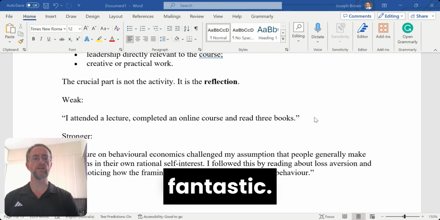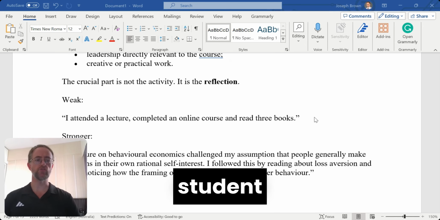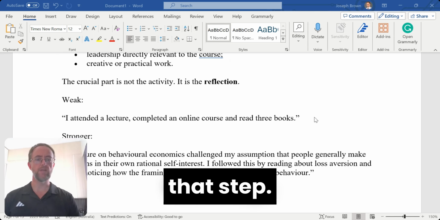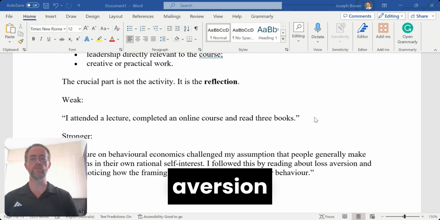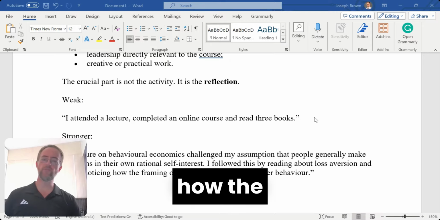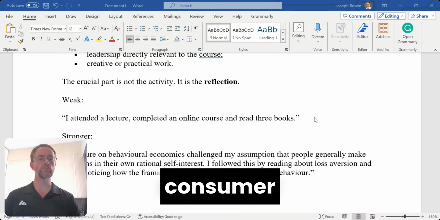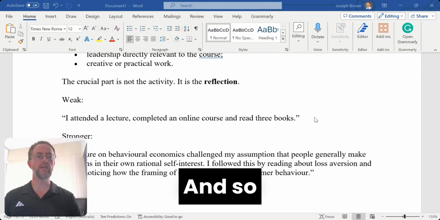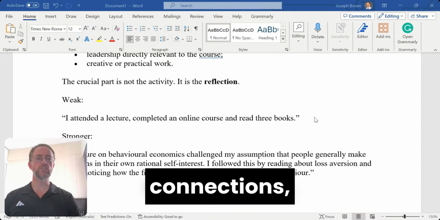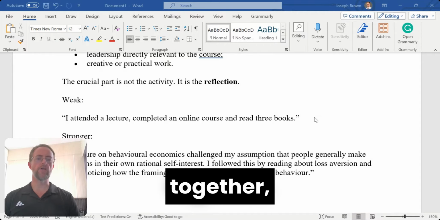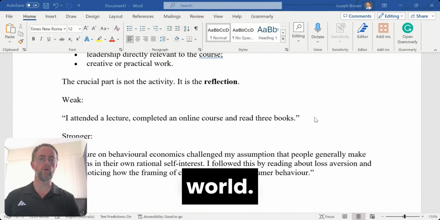That's fantastic. I'm going to buy into this kind of student who's ready to take that step. So I followed this by reading about loss aversion and began noticing how the framing of choices influences consumer behavior. And so again, making connections, joining things together, relating it to the real world. This is a university level student.